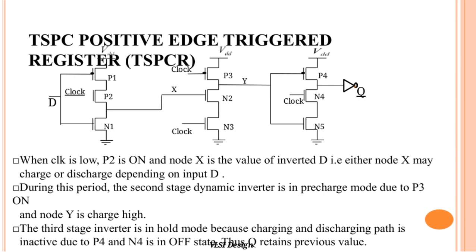At the same time, the second stage dynamic inverter is in its pre-charge mode because transistor P3 is on, which charges node Y to a high level. In the third stage, the inverter is in hold mode. This happens because both the charging and discharging paths are inactive. Transistors P4 and N4 are off, so the output Q maintains its previous state. This configuration enables the register to reliably latch the data on the positive edge of the clock.